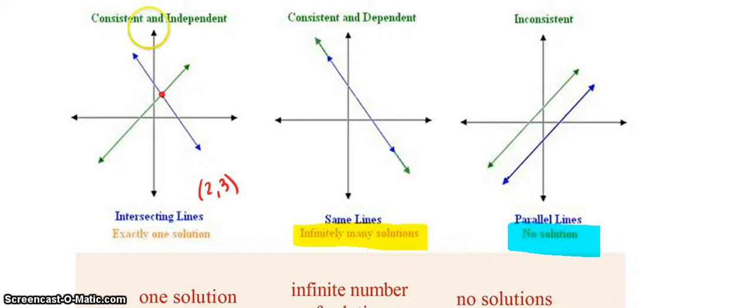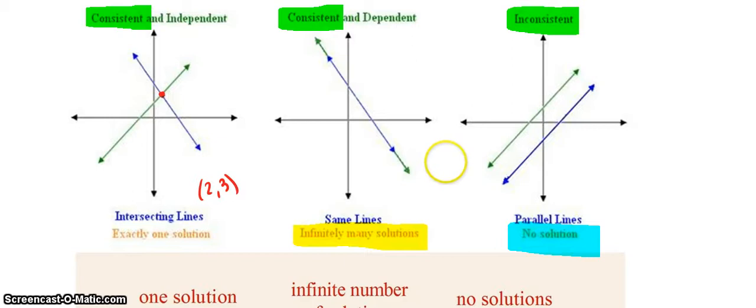So the first word you see is the word consistent versus the word inconsistent. Now I'm going to say what this means without writing it down, but that doesn't mean you shouldn't write it down. So write your own definition. What consistent means is that there is at least one solution. So if they intersect at a point, that's consistent because it has a solution. Or if they overlap, there's infinitely many solutions, it's consistent because there's still a solution. Inconsistent means there's no solution. So these two are consistent. This last example is inconsistent.